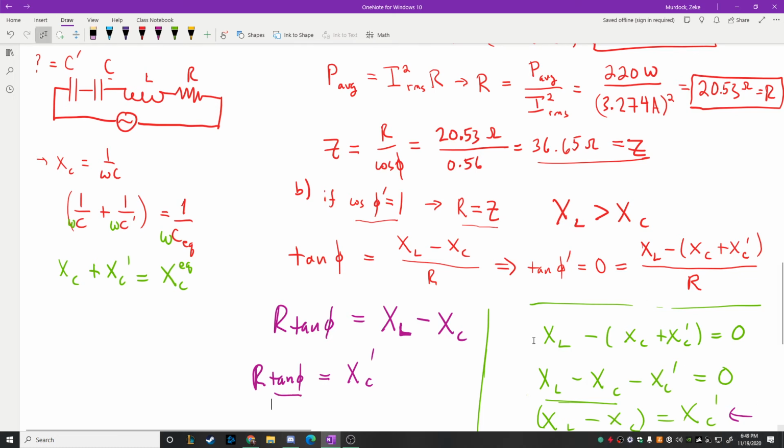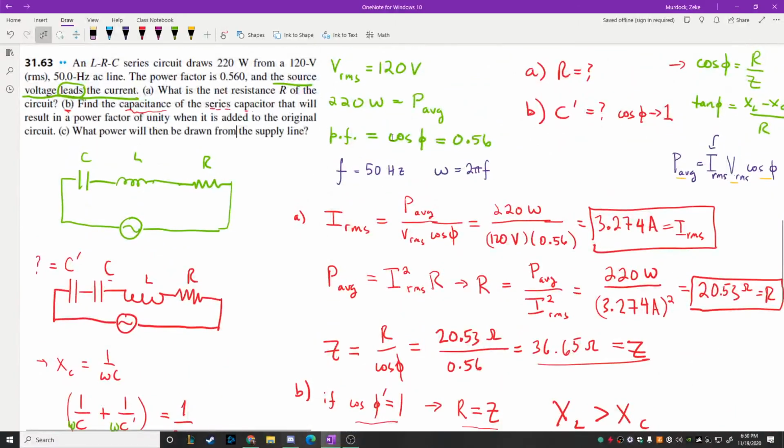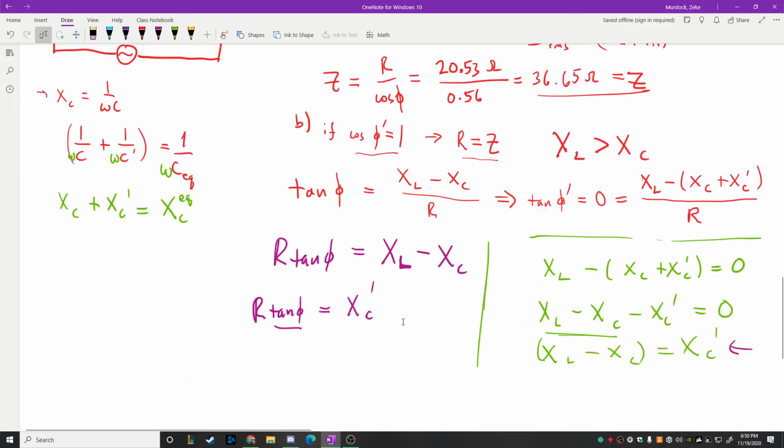But tan phi, we can figure out because we knew what cosine phi was originally, right? We can use this equation to solve for phi and then figure out what the tangent of that angle is. So let's do that. If the power factor, cosine phi, is equal to 0.56, then phi is equal to the arc cosine of that.